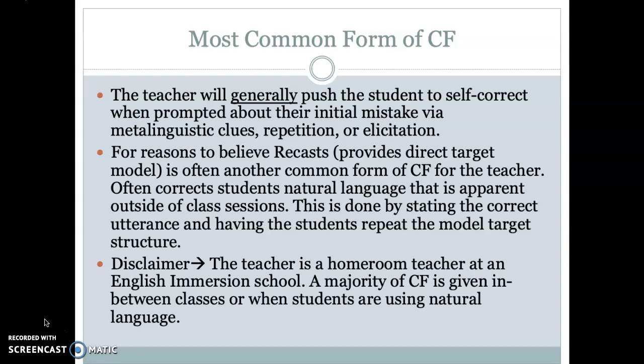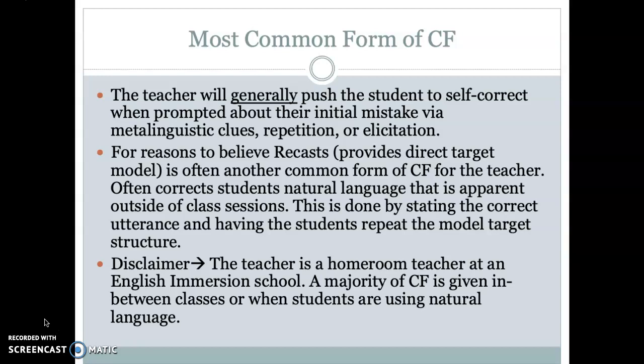He often corrects students' natural language that is apparent outside of class sessions. This is done by stating the correct utterance and having the students repeat the model target structure. So a little disclaimer: because the teacher is a homeroom teacher at an English immersion school, a majority of the corrective feedback is given in between classes or when students are using natural language. Often during break times or playtime or just free time, students are speaking the natural language. And they're also often asking teachers to go to the bathroom or drink some water.